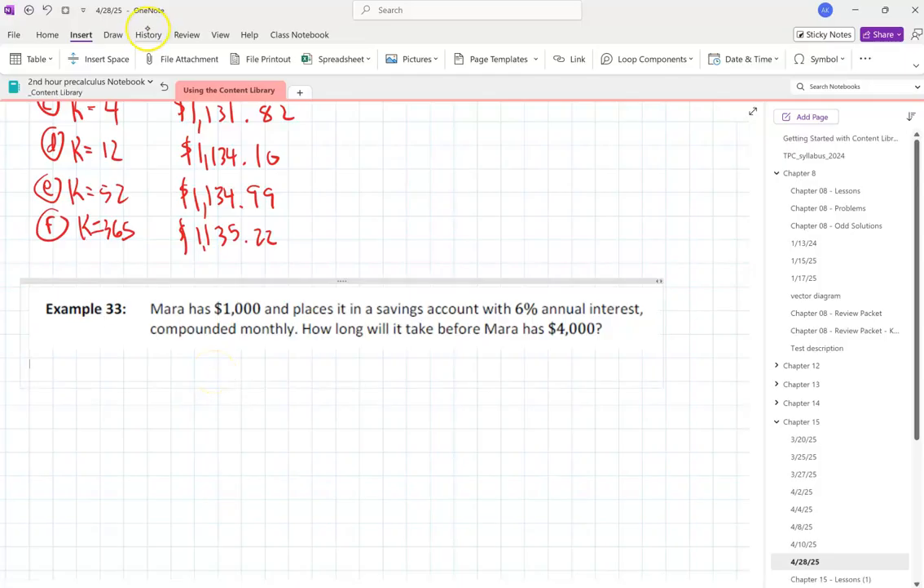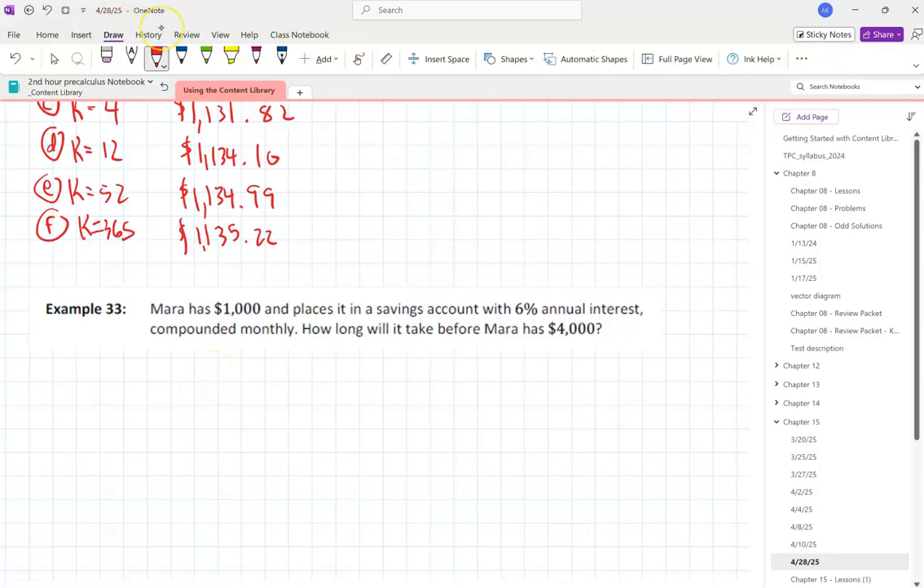All right. Anyway, let's continue on. Another example. It says Maria has $1,000 and places it in a savings account with a 6% annual interest compounded monthly. So I know I'm using the compound interest formula.